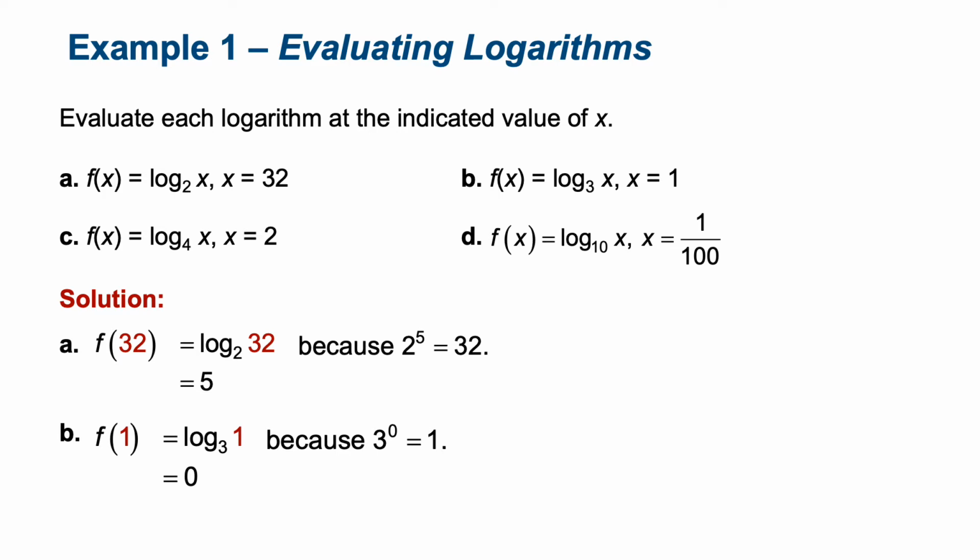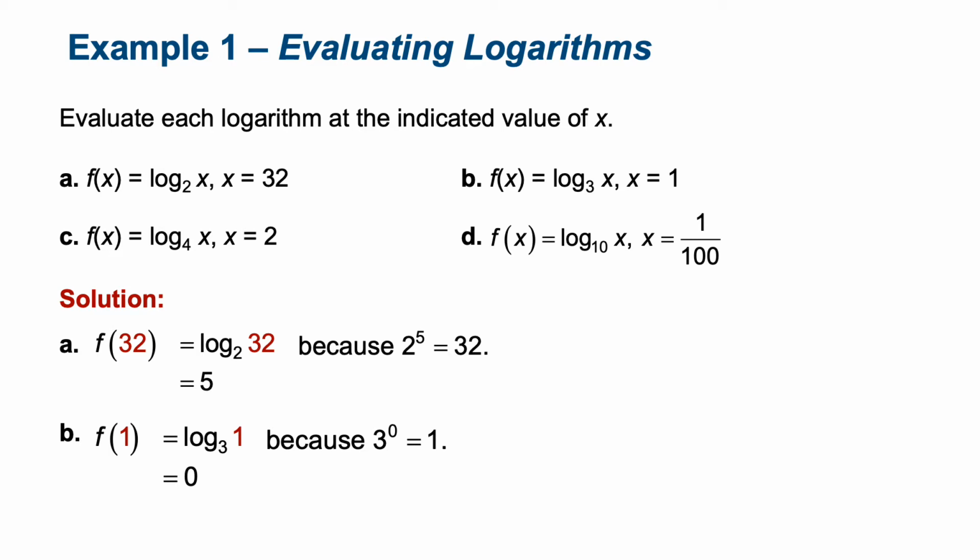Okay, so let's say you have f of x equals log base 2 of x, where x is 32. So f of 32 is log base 2 of 32. But what number do you need to raise 2 to, to become 32? You can do this a couple of ways. We know that it's 5, because 2 to the 5th power is equal to 32, therefore the solution is 5. Okay, now log base 3 of 1, what's that equal to? Well, 3 to what power equals 1? That power has to be 0, because any number raised to the 0 power will equal 1, okay?